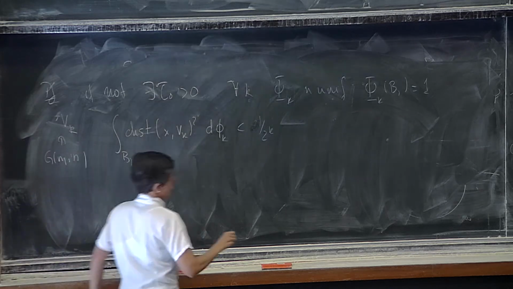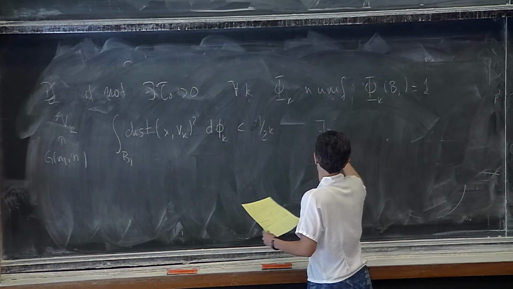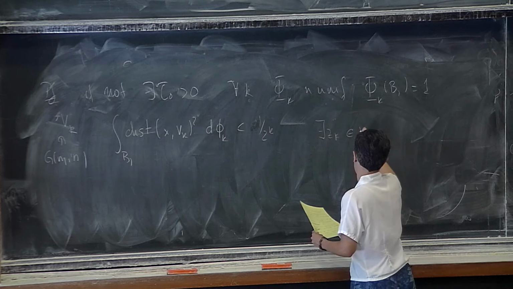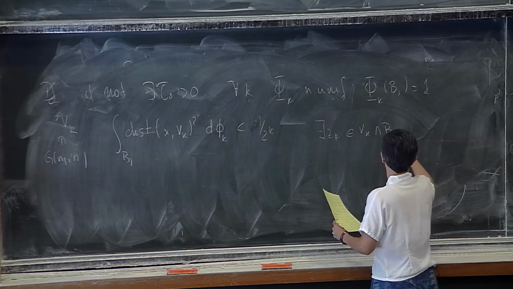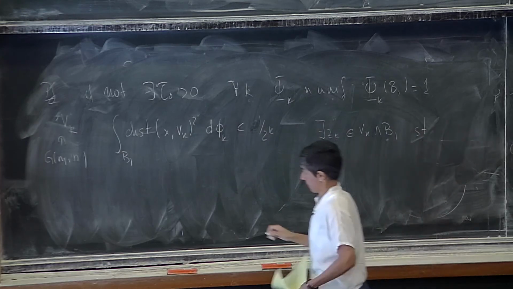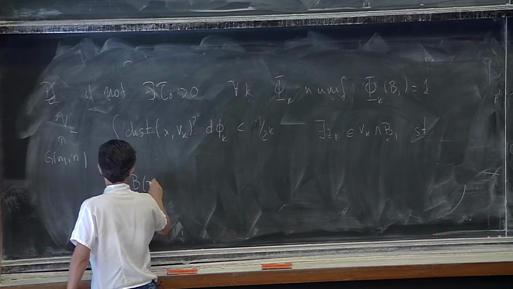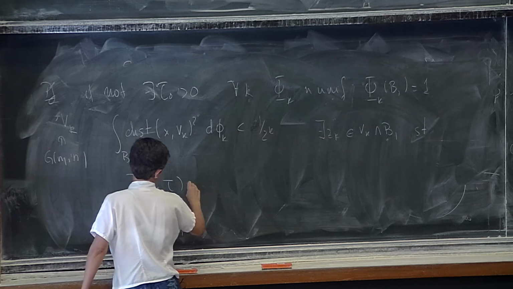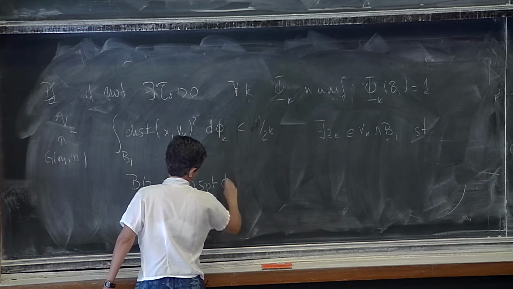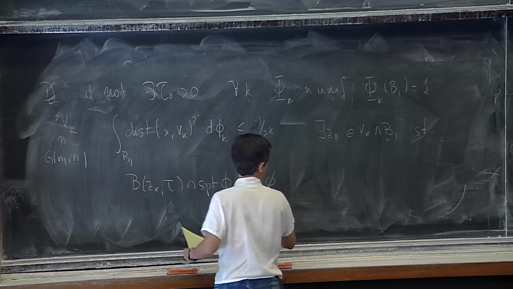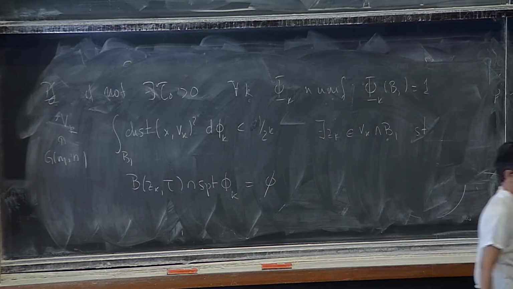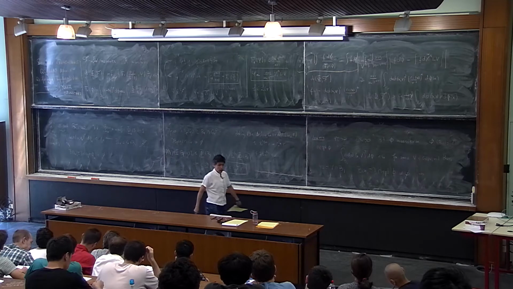And there exists a z_k that belongs to V_k intersection B1 such that B of z_k, tau, intersection the support of phi_k equals empty. Okay, that's my contradiction. Okay, what happens?